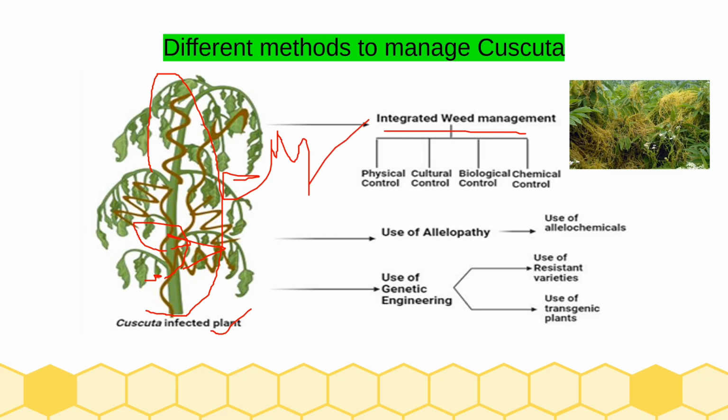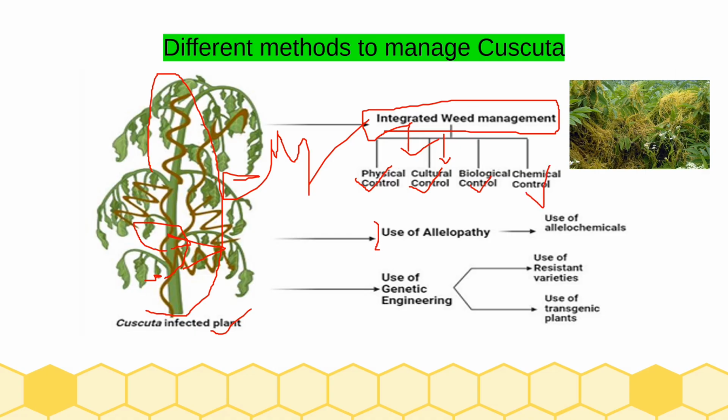The best option is integrated weed management. Integrated means the methods deployed to kill a weed or a plant or a pest which are economically friendly, ecologically viable, and toxicologically safe for the environment, human beings, and other living organisms. What are the methods of integrated weed management? One is physical control, cultural control, biological control, chemical control.